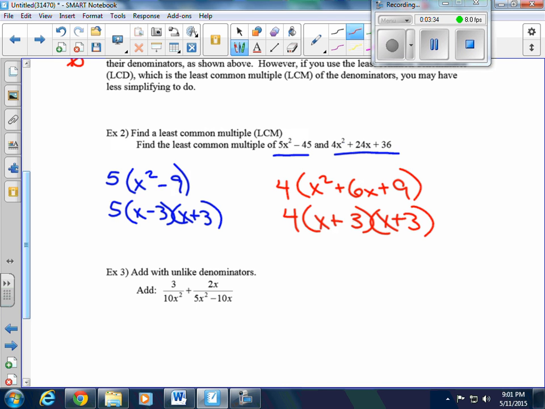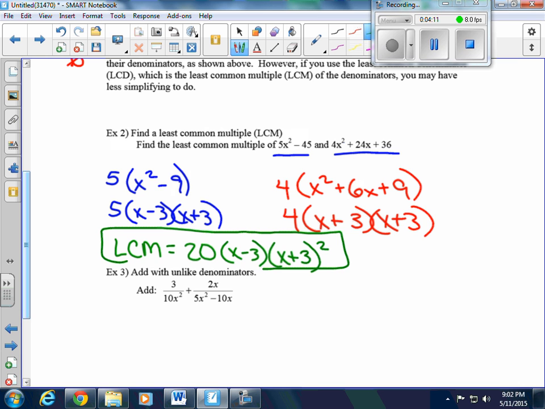And we want to find what is the LCM, the least common multiple. Well, I need every part of both of those. So I need the 5 and I need the 4. So that's going to give me 20. I need an x minus 3, which I have in the first one. I don't have it in the second one. So I need it there. I have 2 x plus 3's in the second one and 1 x plus 3 in the first one. So I'm going to need both x plus 3's, but I don't need 3 of them because I already have one of them in there. So this would be my least common multiple.